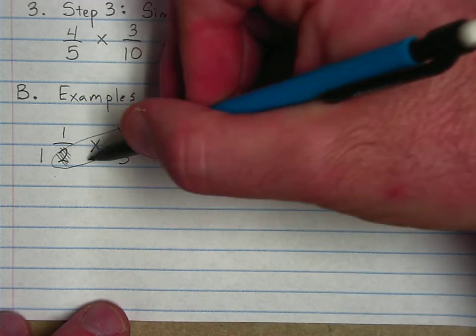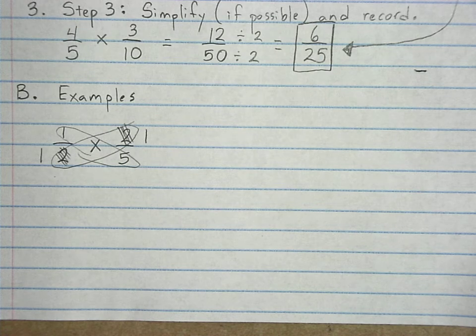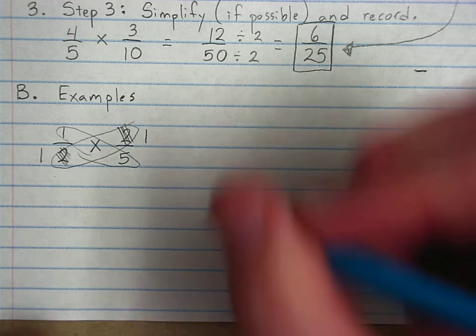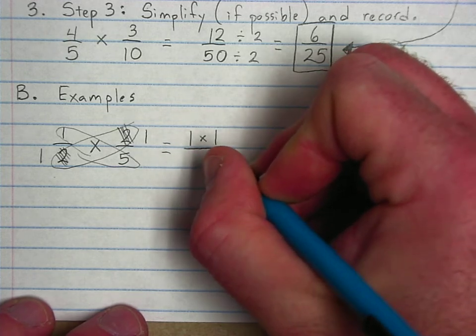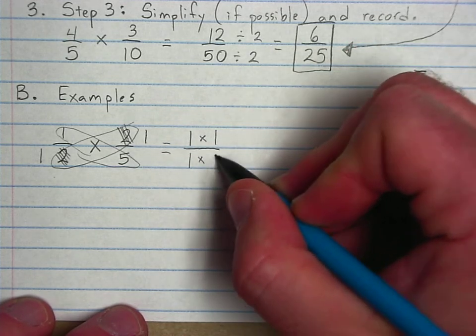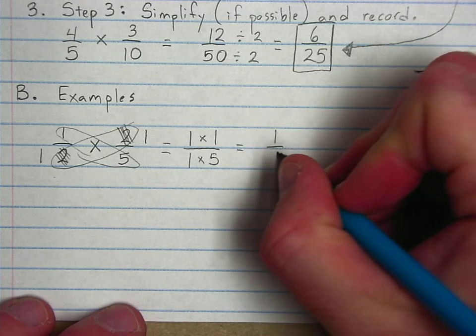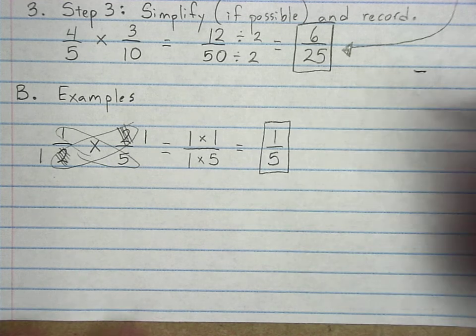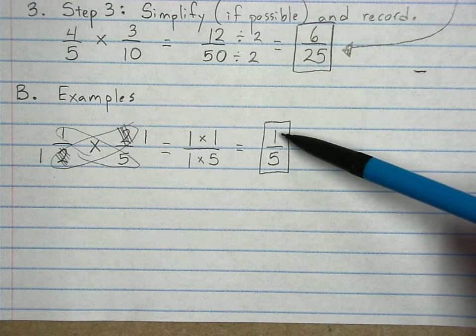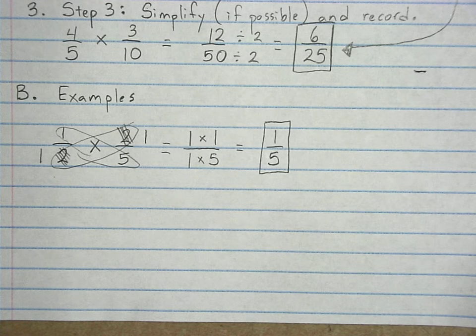Easy. Now, unfortunately, 1 and 5 won't cross-cancel. There's nothing that'll go into both, but it's not a big deal. We can just go ahead and multiply straight across. 1 times 1, 1 times 5, and your answer will be 1/5. Now, I can check to see if it needs to be simplified, but I'll tell you a fraction that has a 1 on the top, it's already in simplest form. It's a unit fraction. You can't really get any simpler than that.